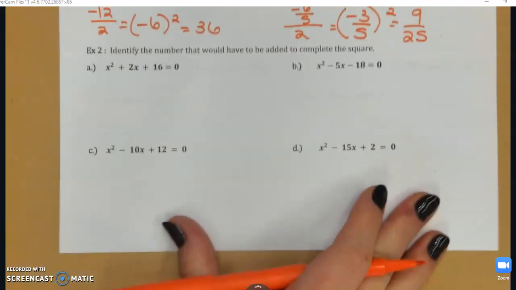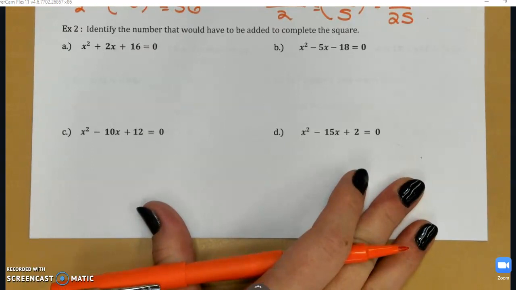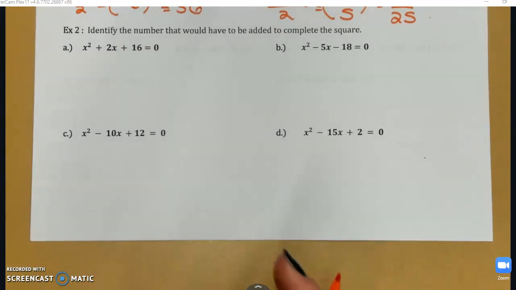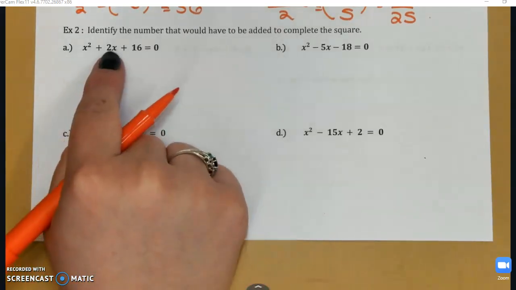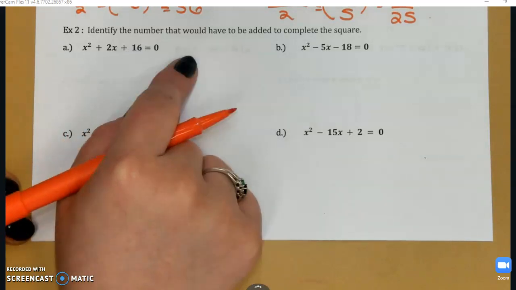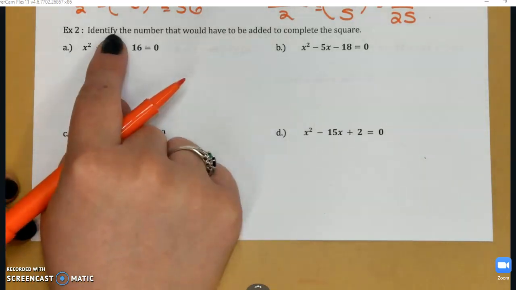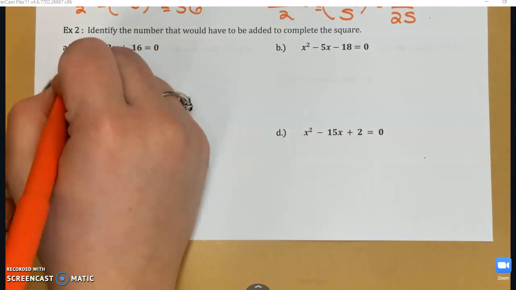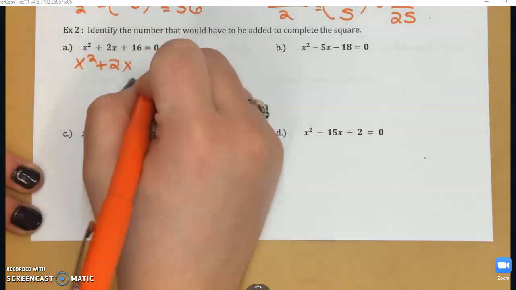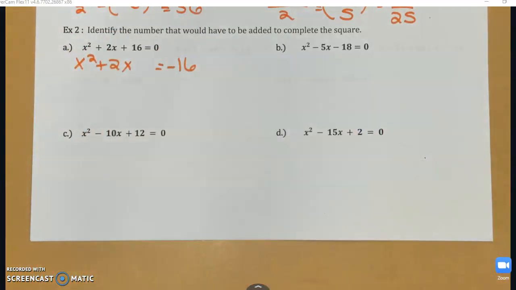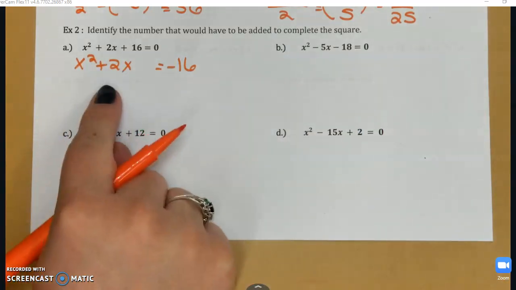Okay, so what do I do if I already have a quadratic and I want to turn it into a perfect square trinomial? Well, what I'm going to do first is move any constants I have to the other side of my equation. So in example set 2, starting with A, I'm going to move the 16 to the right-hand side with subtraction. And now I want to make this a perfect square trinomial.